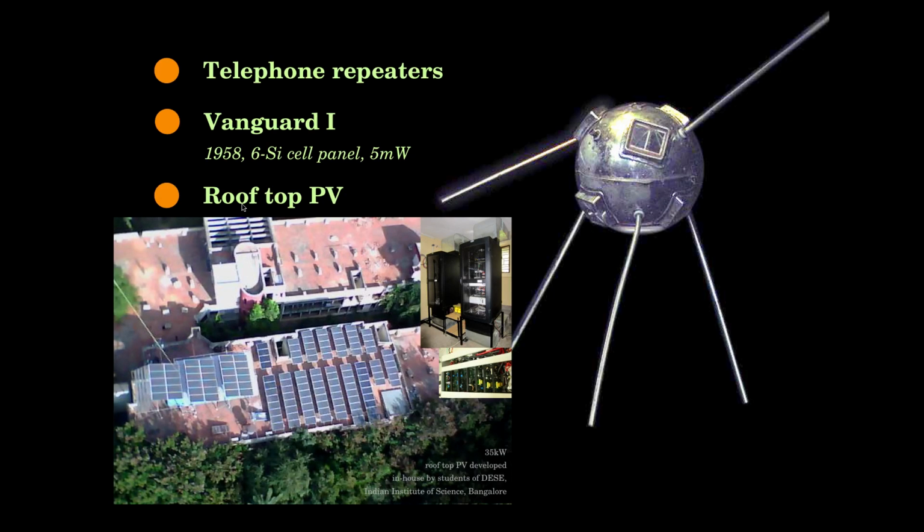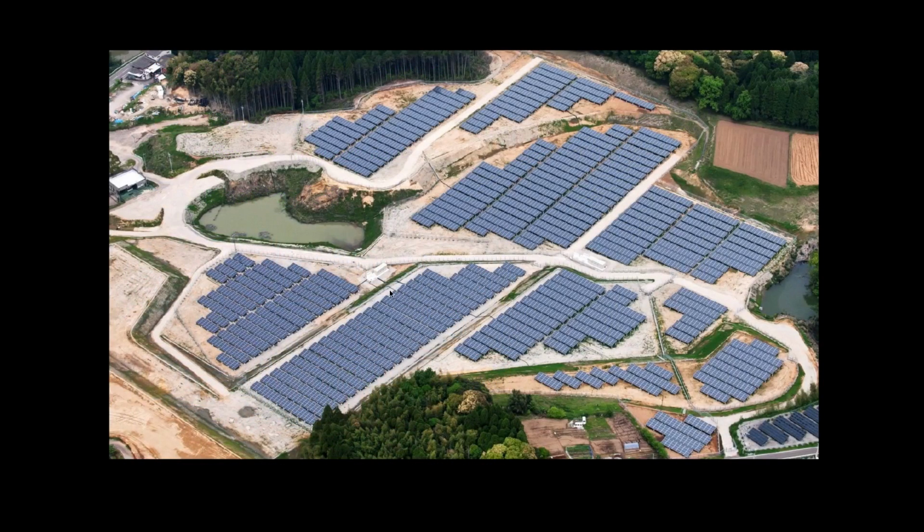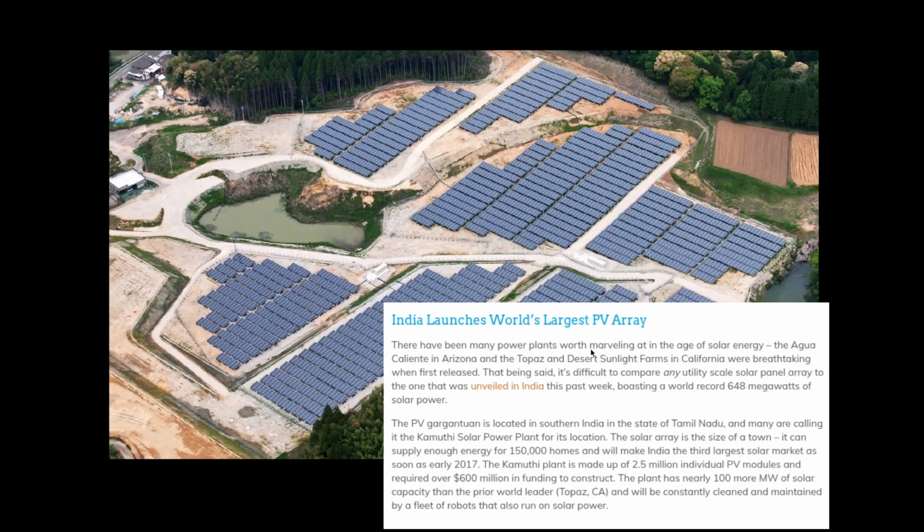Nowadays, the photovoltaic cell is being populated on rooftops to power the homes, buildings and communities. This is one of the more recent applications of the photovoltaic cell. This is a place in Tamil Nadu, Kamudi. This is the world's largest solar array at the time of this recording. So this is a phenomenal 648 megawatt solar power plant.